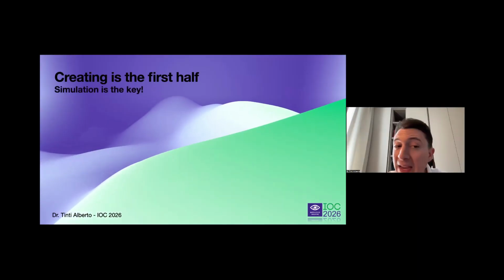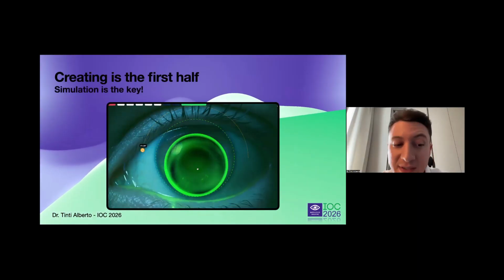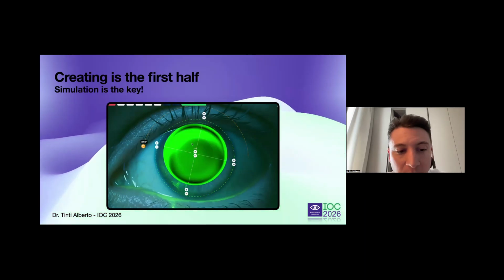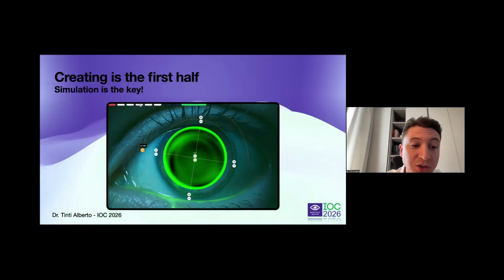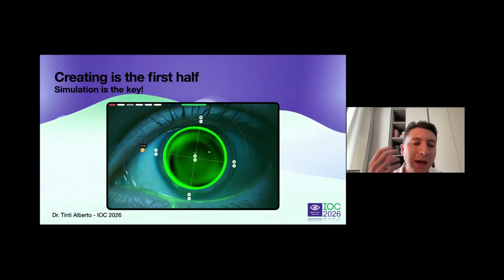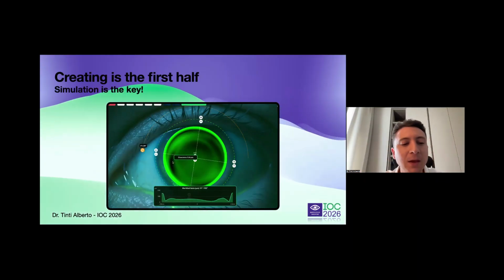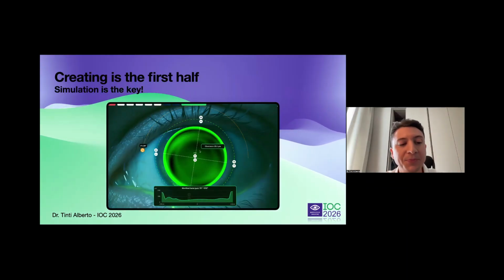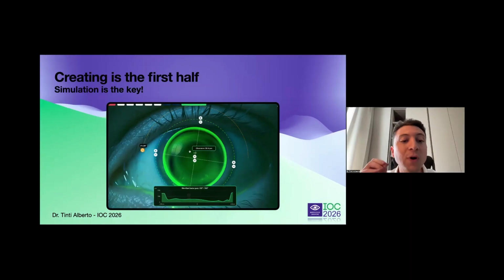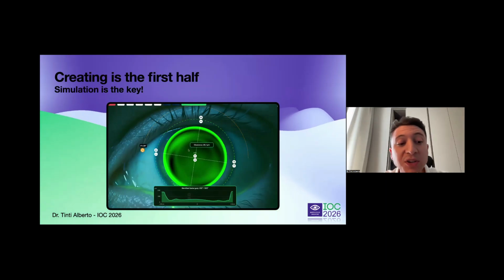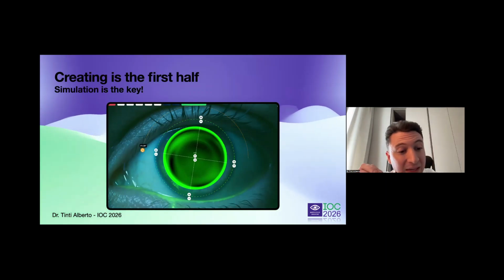We can say that creating the lens is, of course, the first step, but simulation is the key. What you see here is a virtual fluorescein simulation of the lens on the patient's eye, even before the lens is manufactured. This allows us to evaluate the fitting dynamically. We can assess the fluorescein pattern, the clearance, and the rotational behavior of the lens. And we can do this in different positions before anything is actually produced. Basically, this gives us a clear prediction of the real clinical outcome. And if needed, we can modify the design in advance.